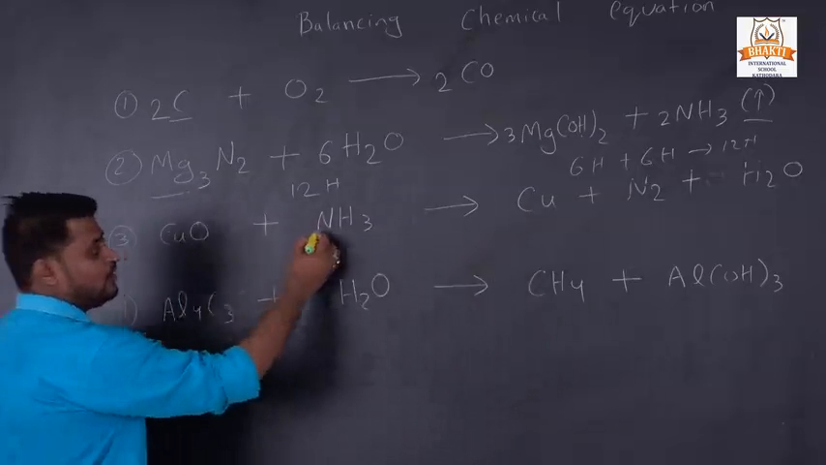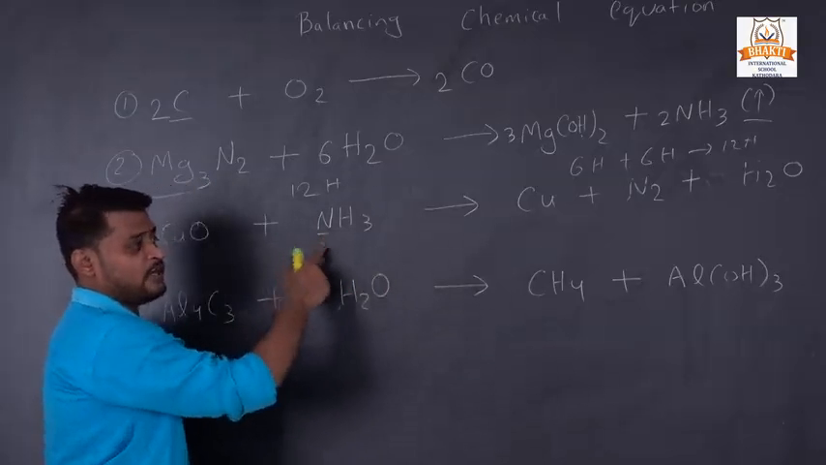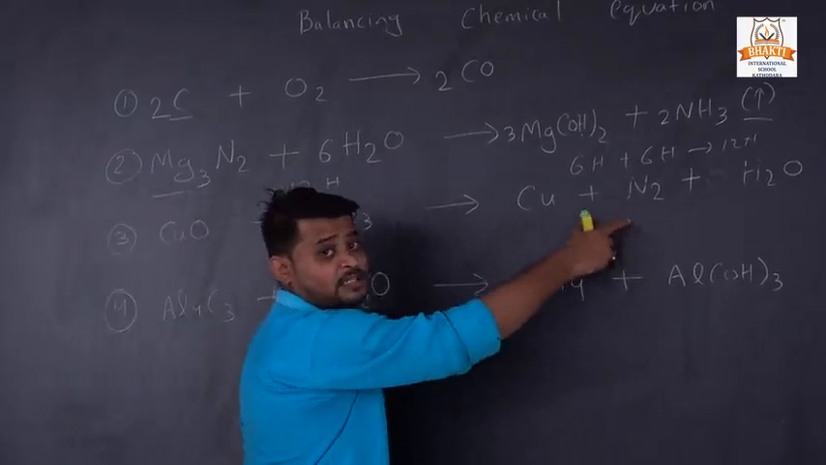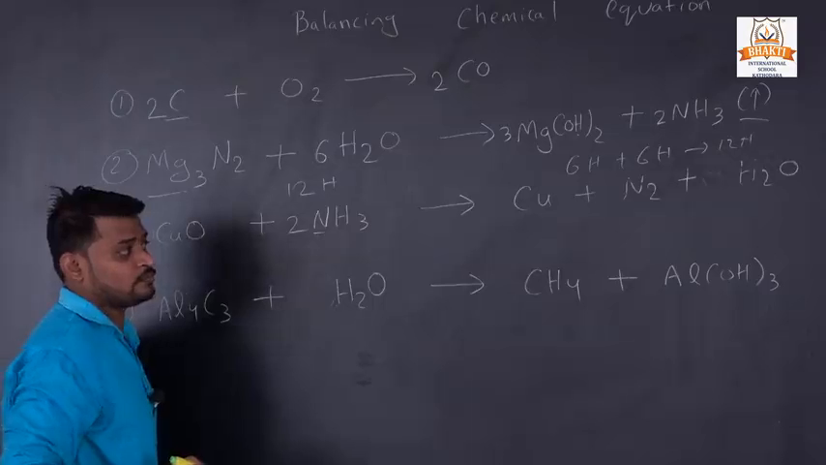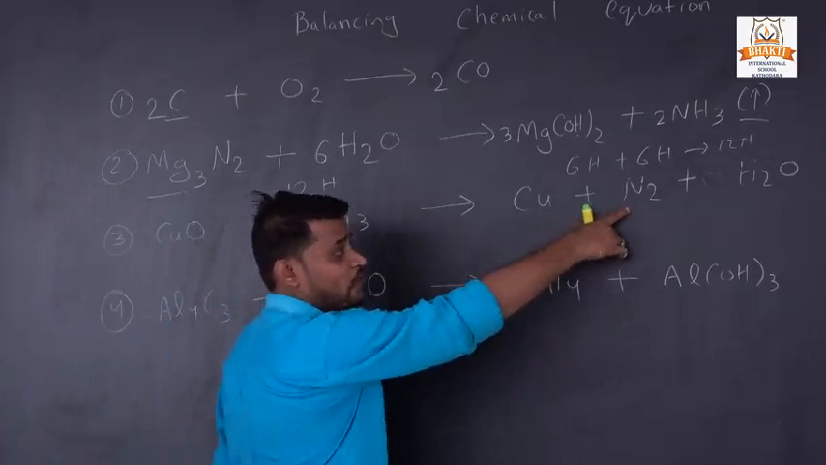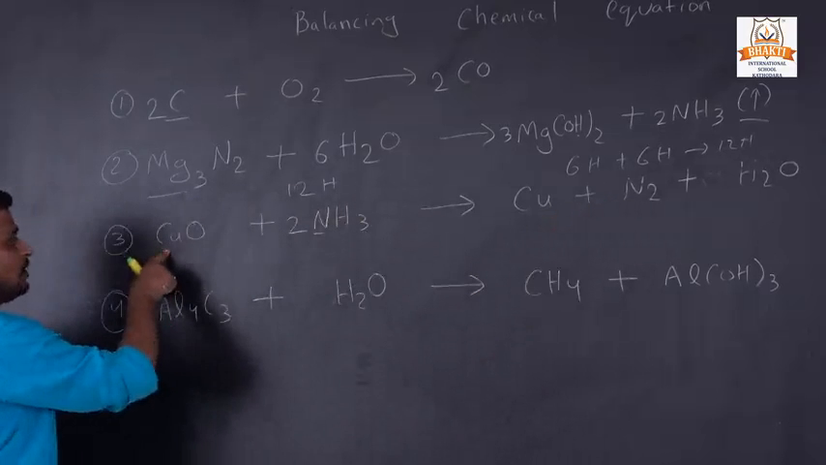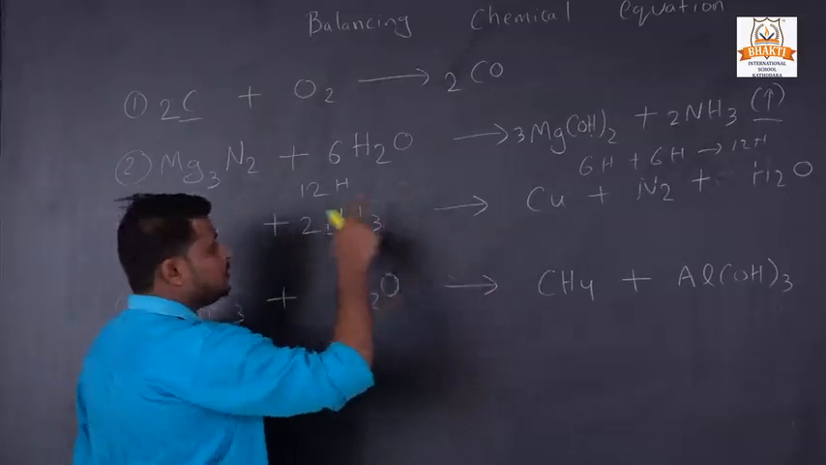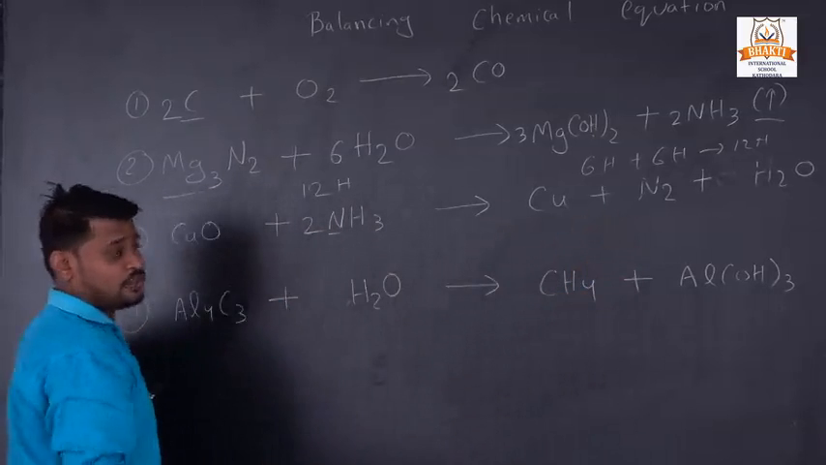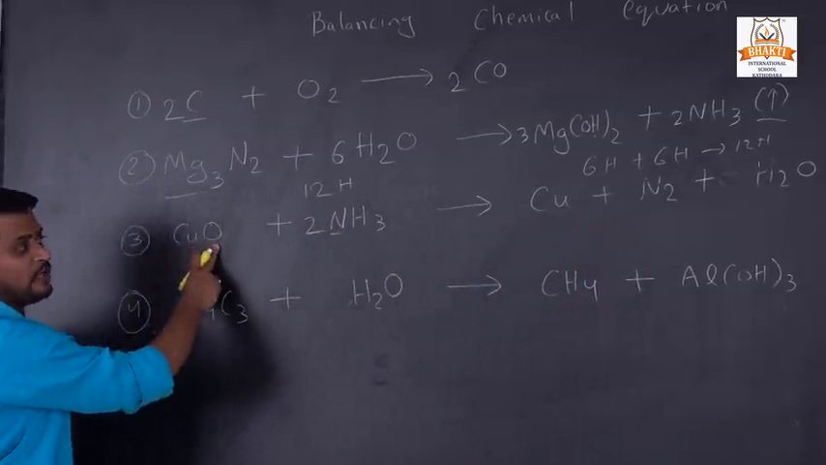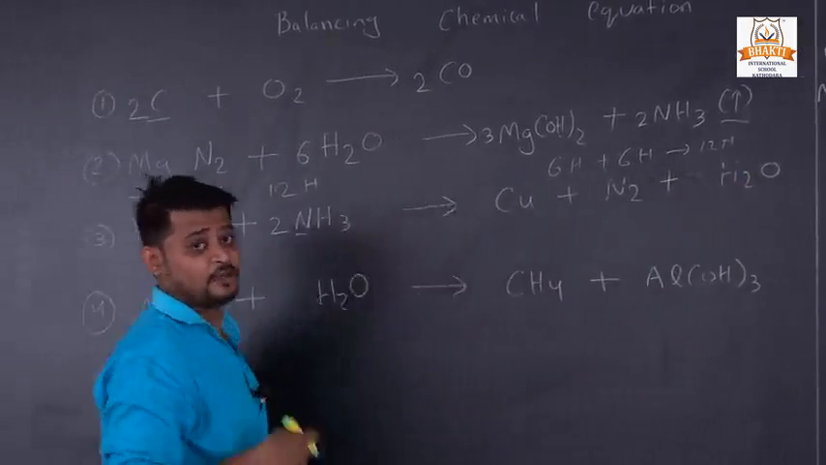Here what is the non-metal? Nitrogen. Nitrogen is the non-metal, and here the number of nitrogen is 1 and here 2, so nitrogen is unbalanced. So we multiply nitrogen in the reactant by 2. Why? Because the nitrogen in the product is 2. So again we check metal. Here copper 1, nitrogen 2, nitrogen 2. Now again the next step, oxygen. Here oxygen is 1 and here also oxygen is 1. So it is already balanced. Then we go with the next step.